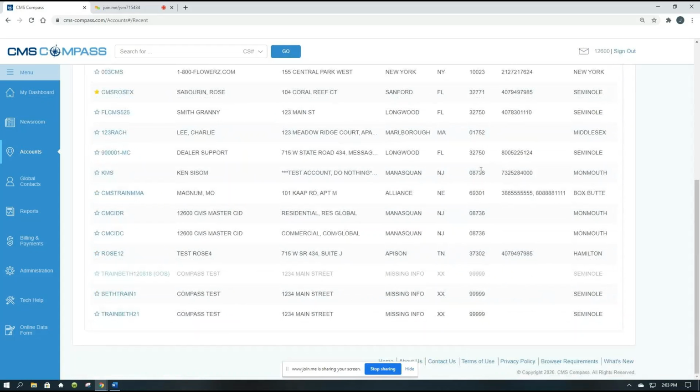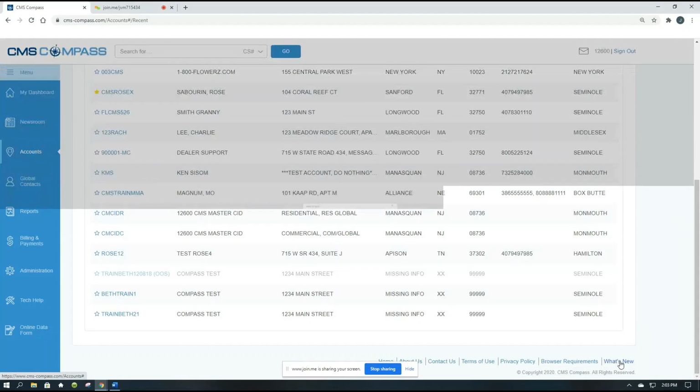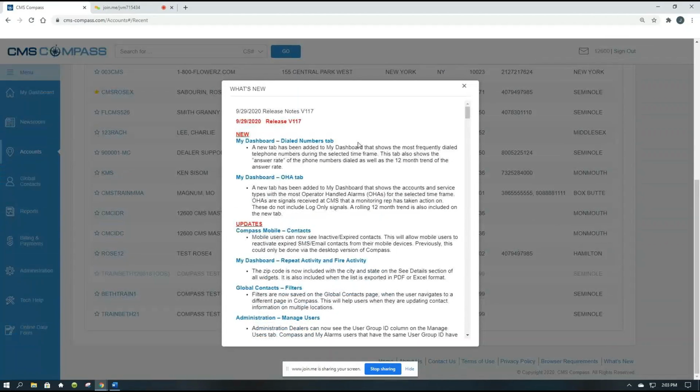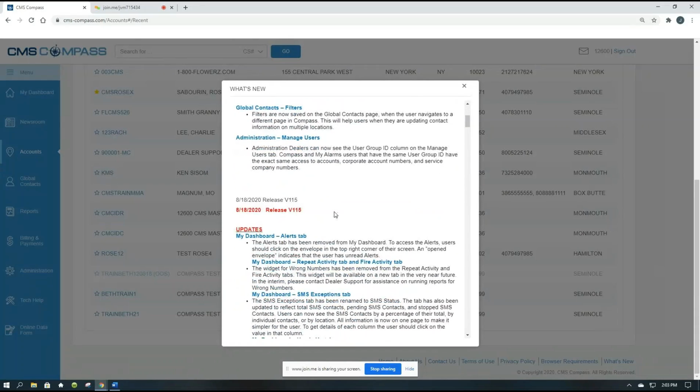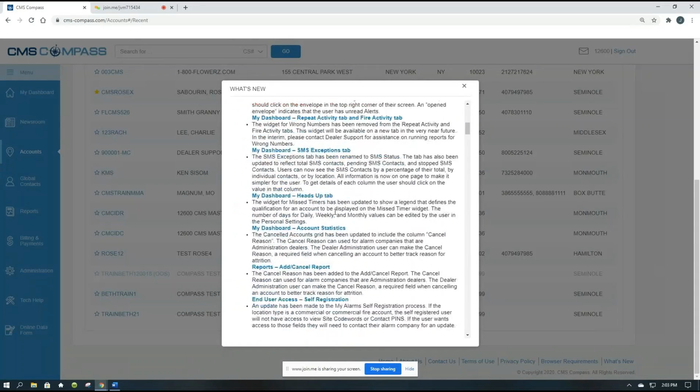But at any time, if you're ever wondering when there was an update and what took place in those, at the bottom right-hand corner on whatever screen you're in Compass, you should see What's New. You can simply click on that link, and that's going to show you the release notes for that upgrade. You can see the latest one was on the 29th, and we can scroll on down. You'll see August 18th, the updates that were there.